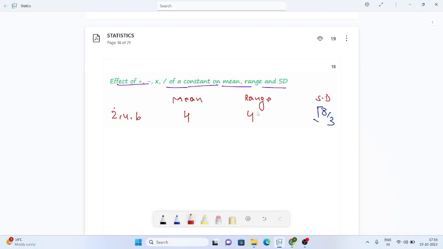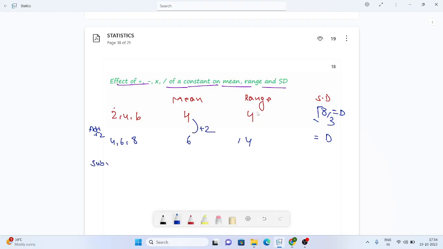Now if I add plus 2, this becomes 4, 6, 8. Now the mean is 6, range is 4, and standard deviation is, let's say, D. So here if we add plus 2, the mean will be increased by 2, but the range will be the same.